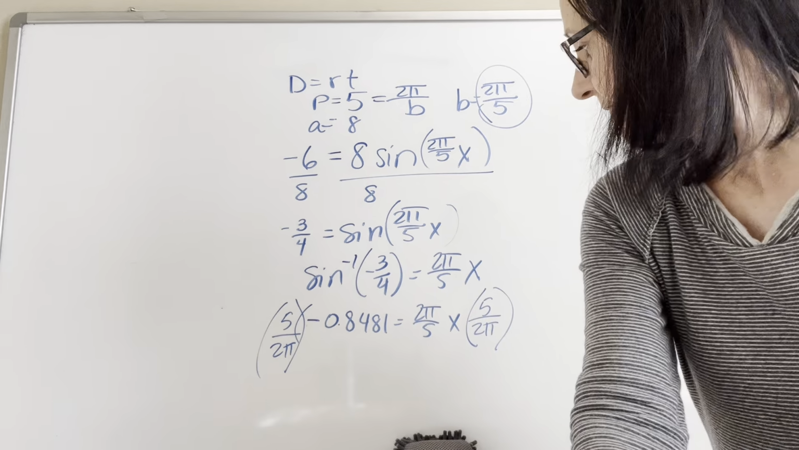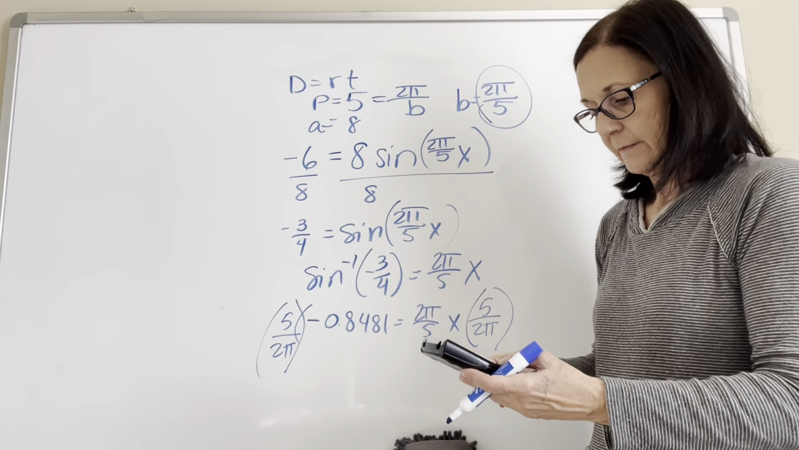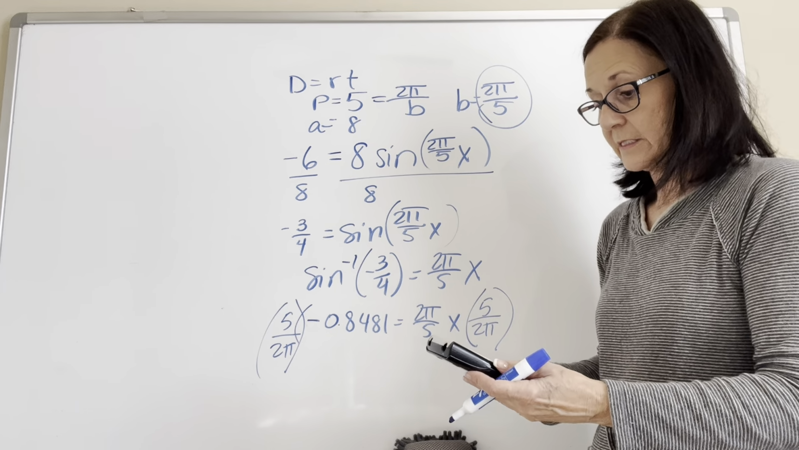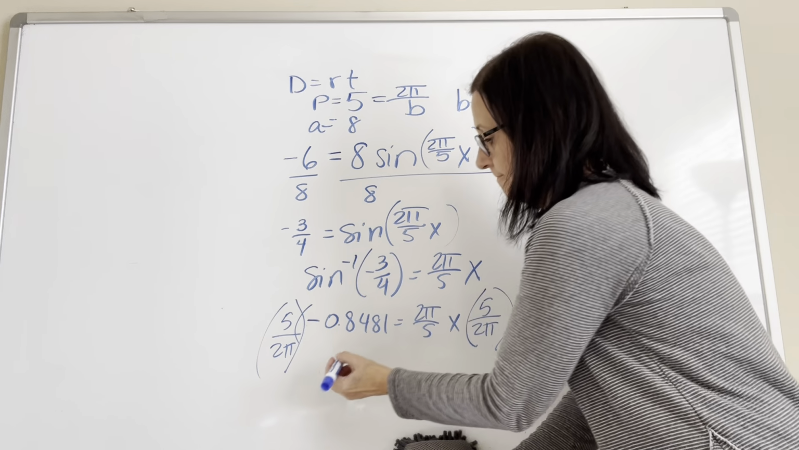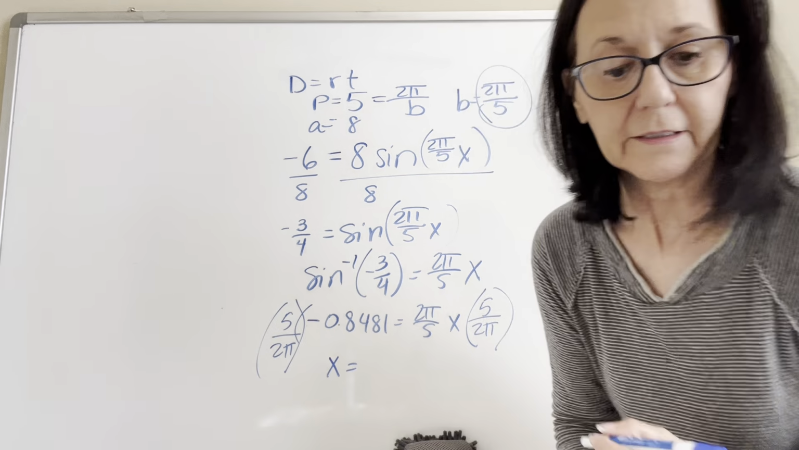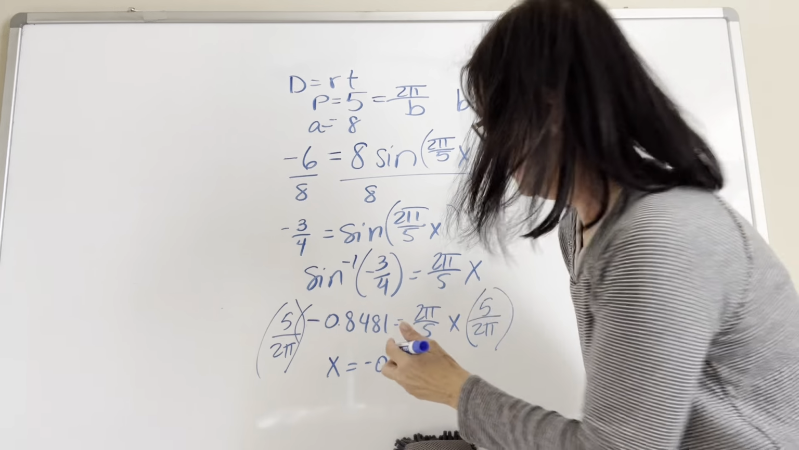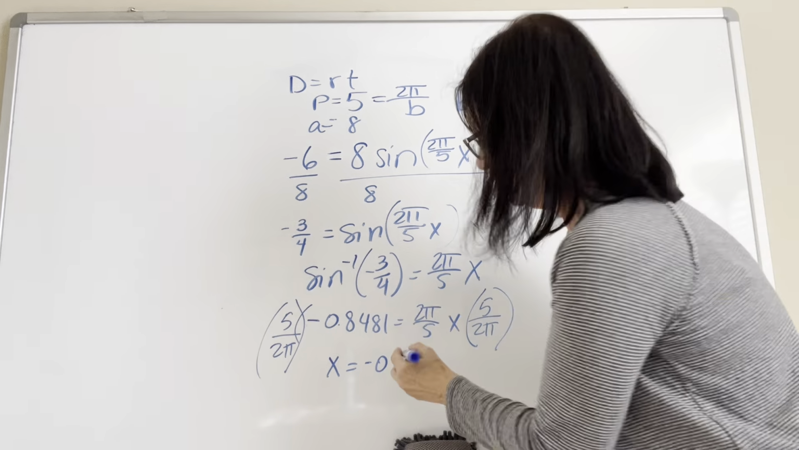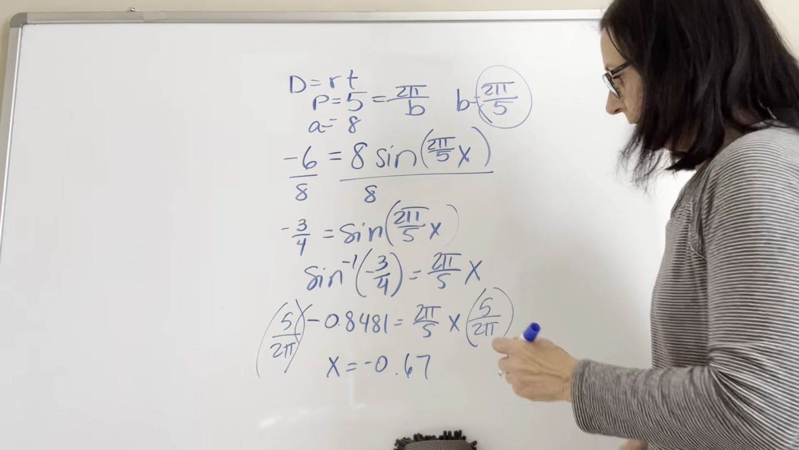So that value will multiply by 5, and then I'll divide by 2 times pi. I'm putting that in parentheses. So my x value is, I'm looking, -0.67. Wait, did I get that right? Is that in the 4th quadrant? It's negative. I want it in a, okay.